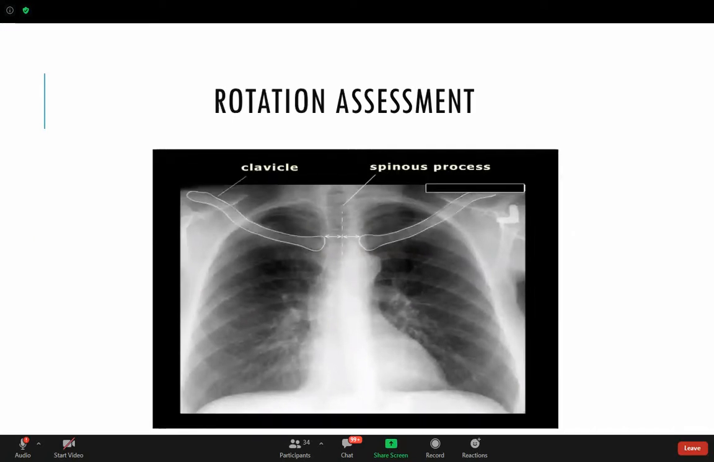The second is the rotation assessment, and a lot of you guys already alluded to some of the ways to assess the rotation. You see the clavicle. This is the spinal process, and make sure that the spaces between the spinal process and the medial aspect of the clavicle are equal on both sides. So this is how you assess for the rotation. Those two, the rotation as well as the exposure, determine the quality of the image.